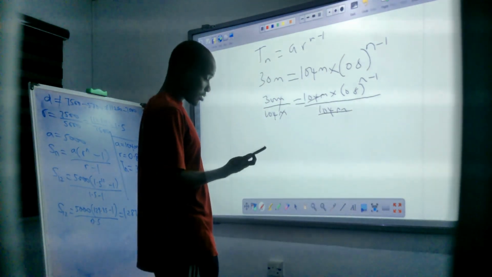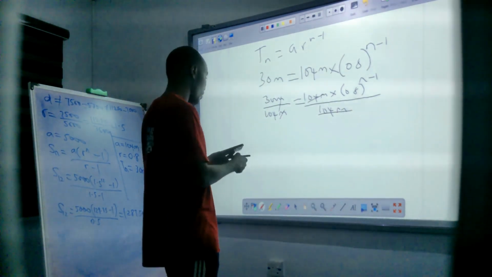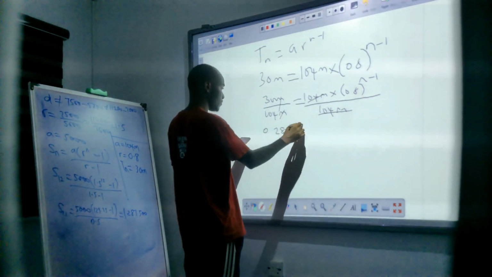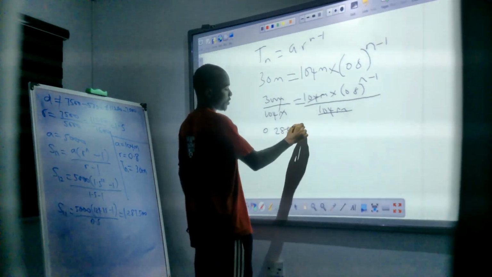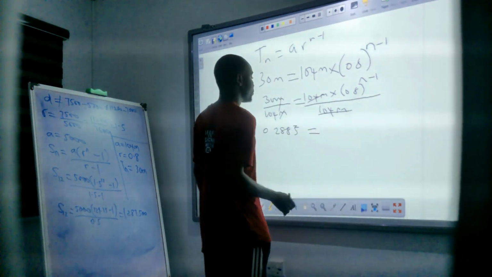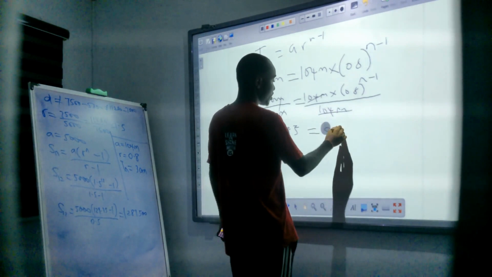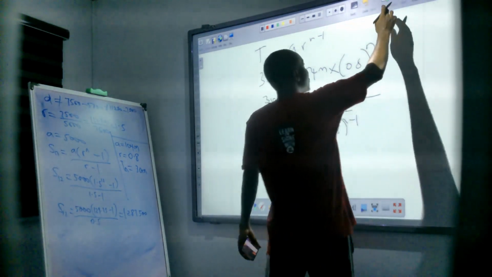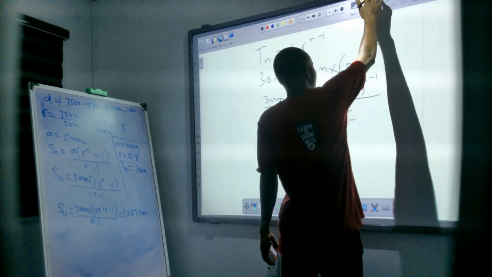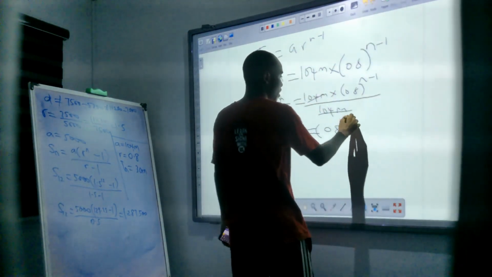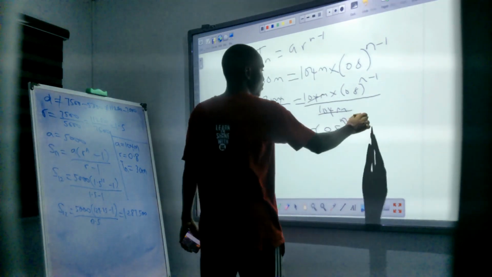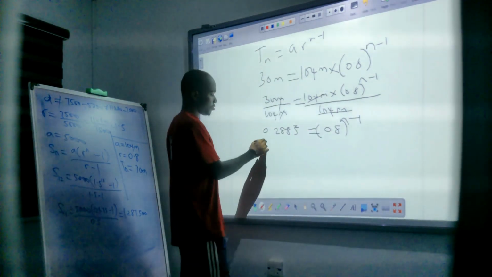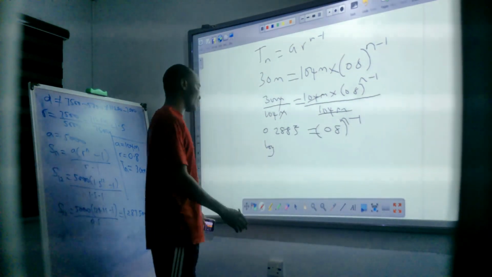Let's make life easier for ourselves. So 30 divided by 104, let's approximate, is 0.2885. So this part equals 0.8 to the n minus 1.